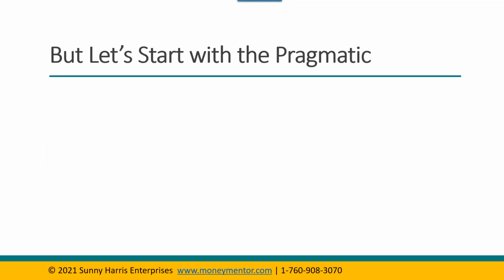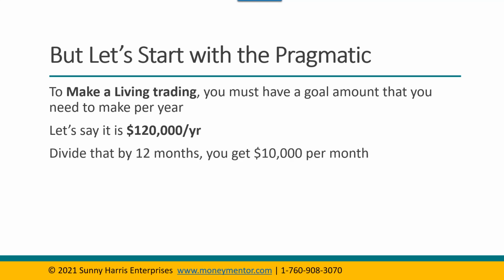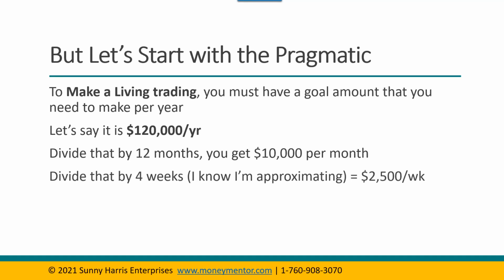So I want to start with the pragmatic part. This is a pragmatic talk, so we're going to talk about what is pragmatic about trading. To make a living trading, you must have a goal amount that you need to make per year. Let's say that's $120,000 per year. That's a decent income. If you divide that by 12 months, you get $10,000 a month, and that still seems like a large amount to make trading. But let's keep going. Divide that by 4 weeks, and I know I'm approximating, but it comes to about $2,500 a week. Now that seems a little more doable, but for a lot of people, that's still a stretch.